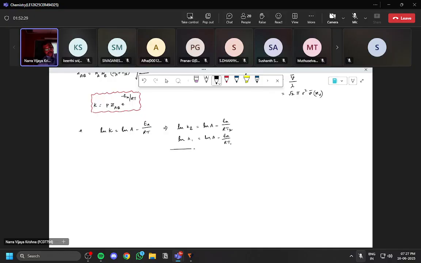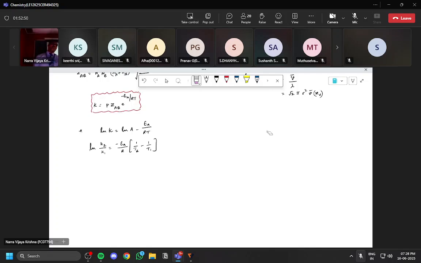Subtract both. Then what will you get? Ln K2 upon K1 equal to minus EA upon R into 1 upon T2 minus 1 upon T1. Correct?